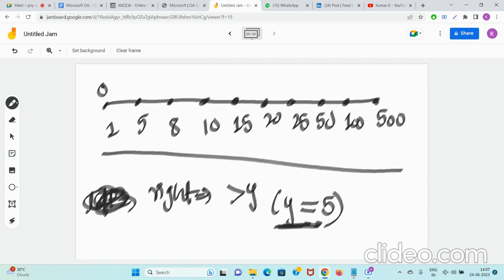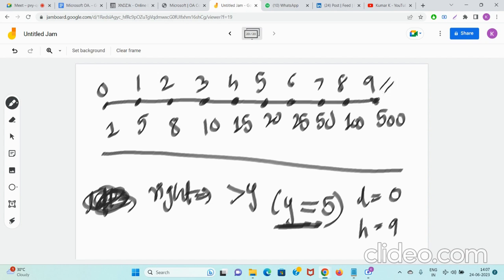So let's say these are the indices 0, 1, 2, 3, 4, 5, 6, 7, 8, 9. So what you can do in the binary search function, you can declare low as 0. You can declare high as 9, which is the last number. First, you will check the mid, guys. Mid is low plus high by 2, 9 plus 0 by 2, which is 4. So first you check this guy. This guy is what? 15.